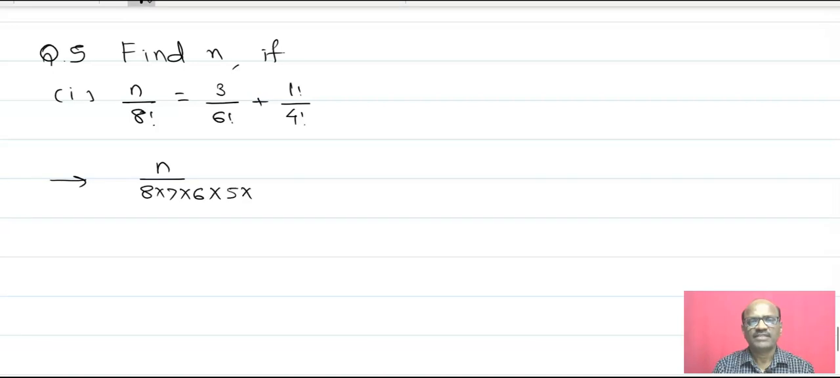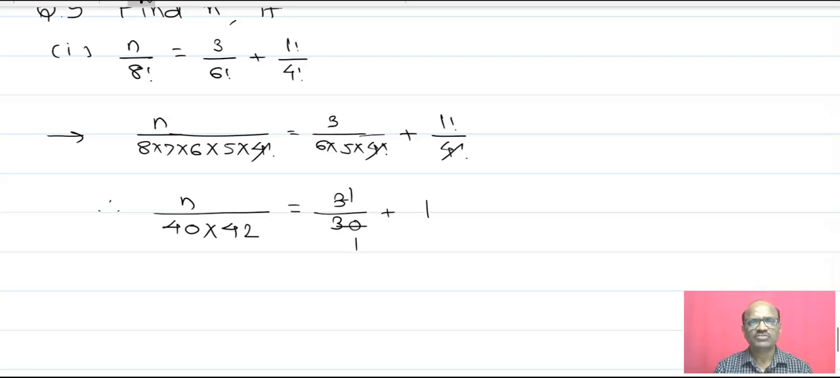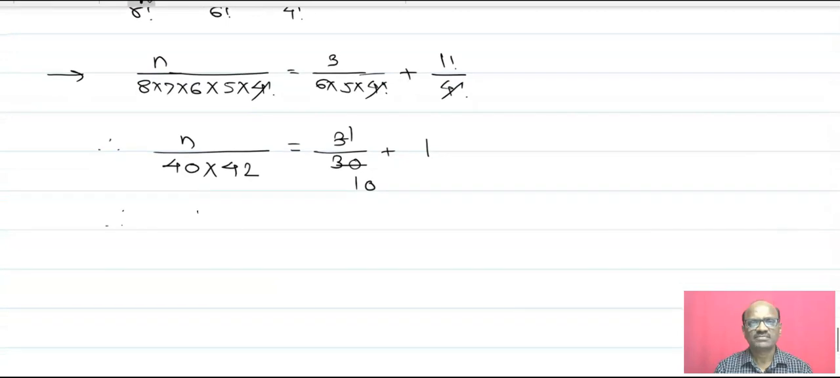n upon 8 factorial can be written as 8 into 7 into 6 into 5 into 4 factorial. 3 upon 6 factorial can be written as 3 upon 6 into 5 into 4 factorial. Therefore, 4 factorial gets cancelled in the denominator of all the terms. To minimize this calculation, we can do it like this. That is n upon 40 into 42 is equal to 3 upon 30 plus 1.